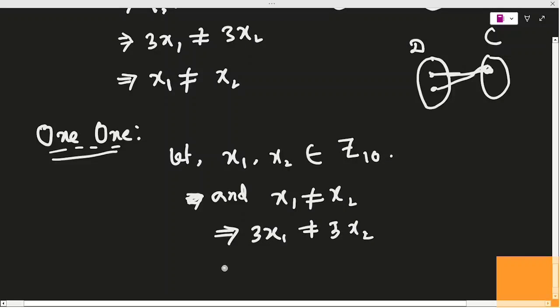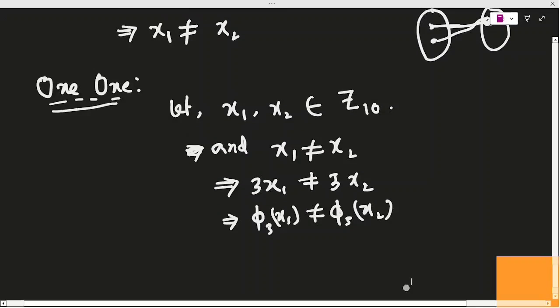Okay, this will imply phi 3, what is thrice x1, this is equal phi 3 of x1 and this is not equal phi 3 of x2. डिफाइंड एलिमेंट का इमेज सेम नहीं है, इमेज भी डिफाइंड होगा, तो दिस इज मेनी वन नॉट मेनी वन, सो it is 1-1, hence 1-1.